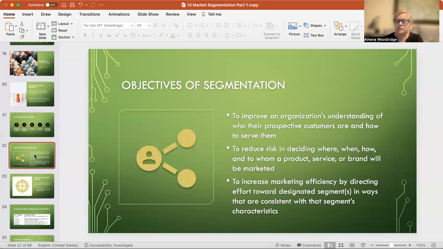What are the objectives of segmentation? Well, we want to improve our understanding of our prospective customers. And that's really important. We want to be able to reduce our risk. I don't want to market to everybody. It's super expensive. I will tell you a story.